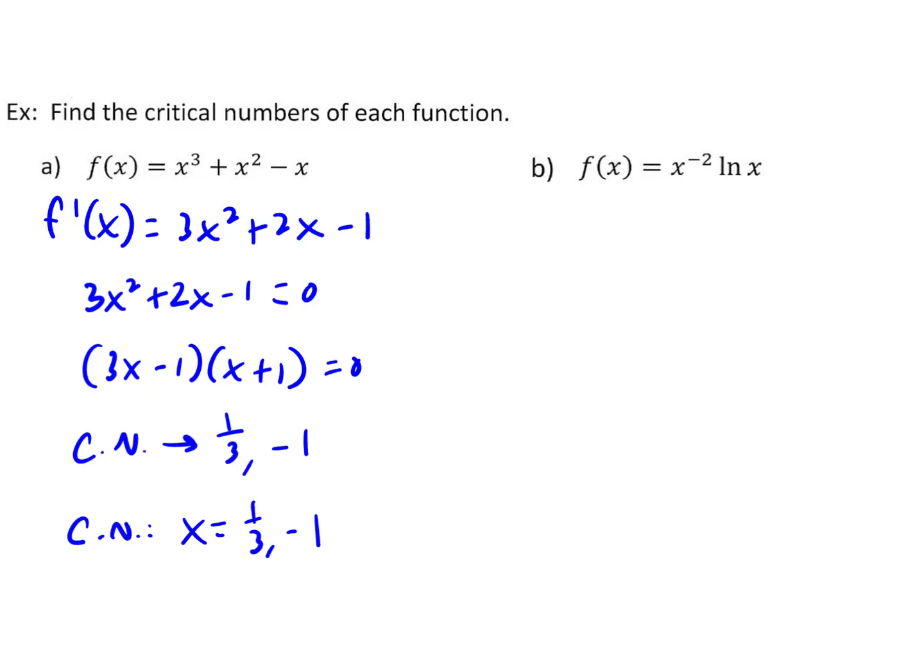Now, for part B, let's just take the derivative first, and then we'll worry about the potential undefined values. Okay? Because that's how this is always going to go. So go ahead and take the derivative of part B, please.